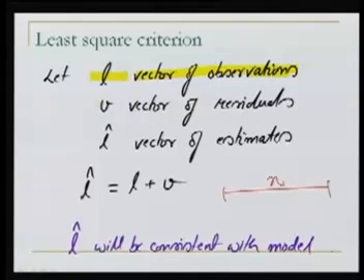Next, we take V as the vector of residuals. We know what the residuals are. If we add the residual to the observation, we get the estimate. L hat is the vector of estimates, and they are related like this: L hat is equal to L plus V, as we were saying. If we add the residual to the observation, we get the estimate.